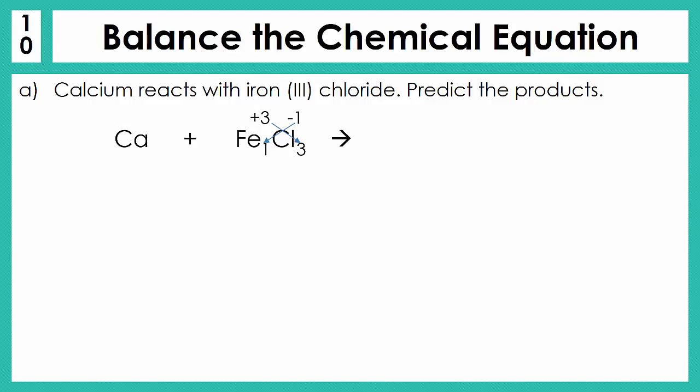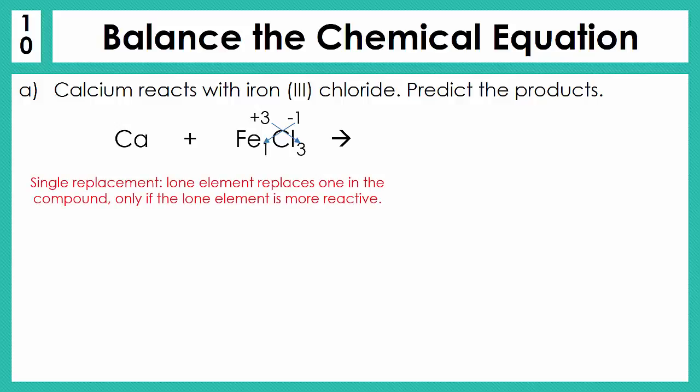So let's look at what the products are going to be. I've got a lone element and an ionic compound, so this is a single replacement reaction. That lone element, that lone calcium, is going to replace an element in a compound only if calcium is more reactive than iron, which it is. I identified that the charge on calcium is +2, meaning that it would form a cation, so it's going to replace a cation, in this case iron.